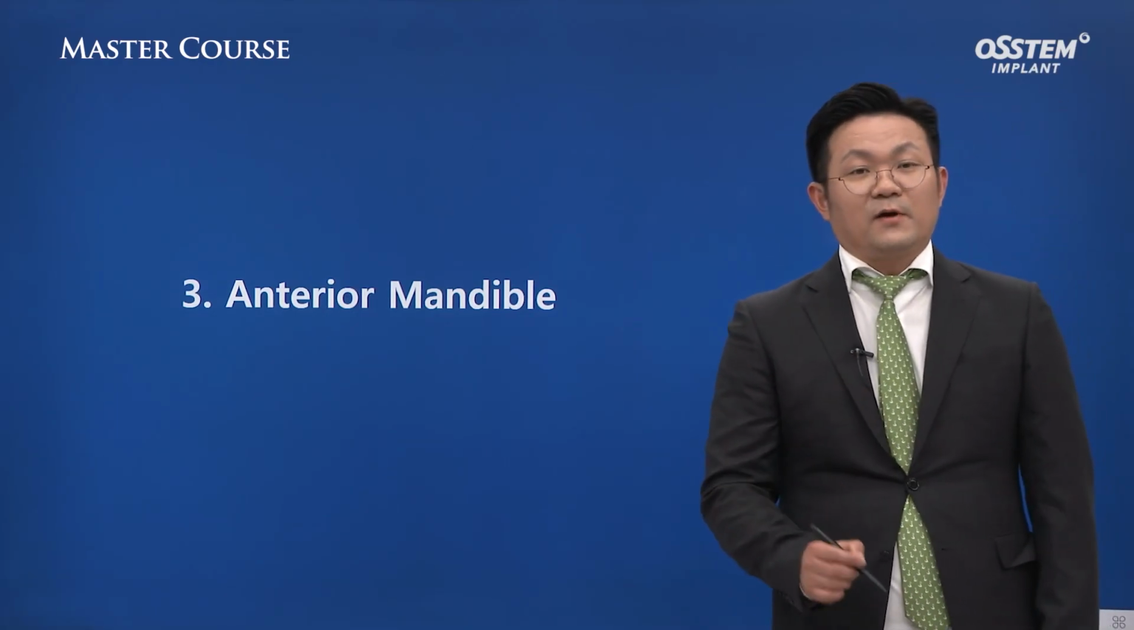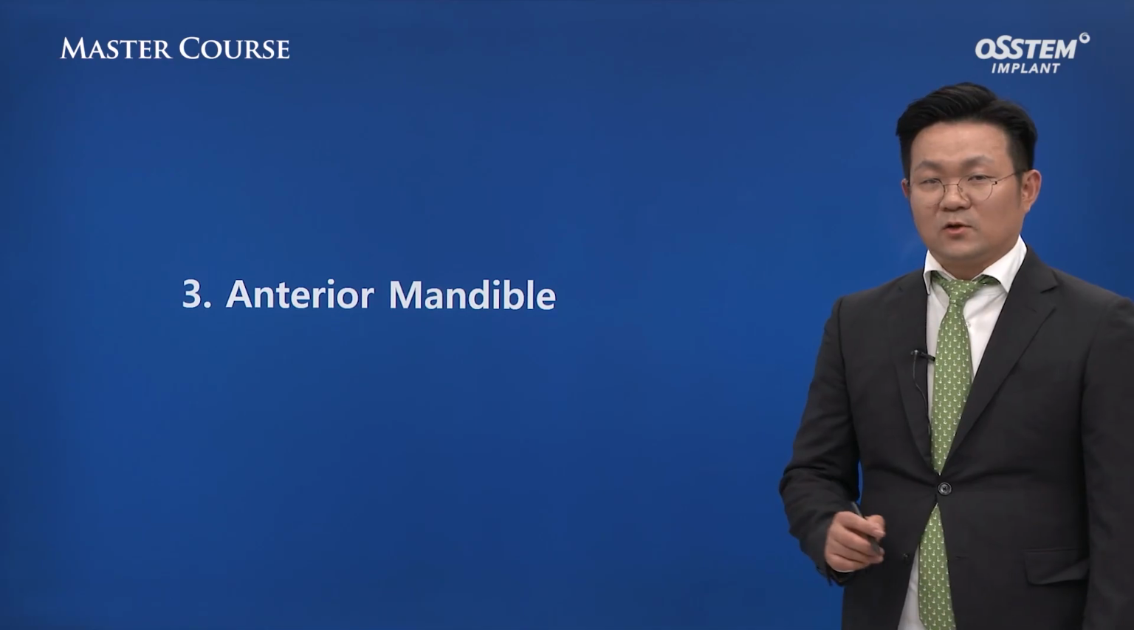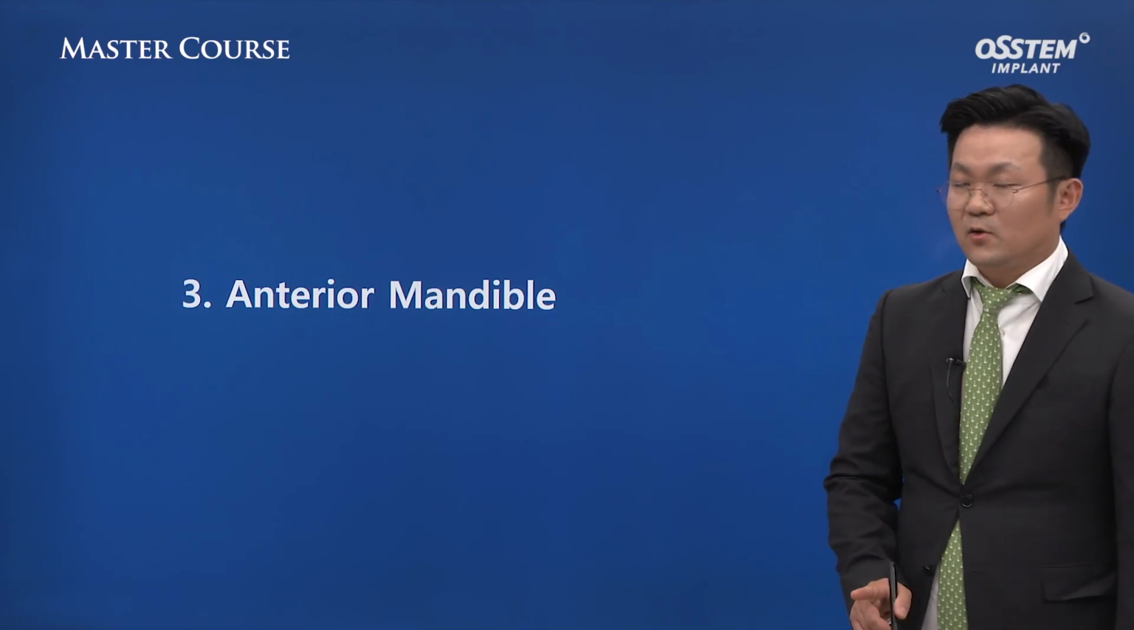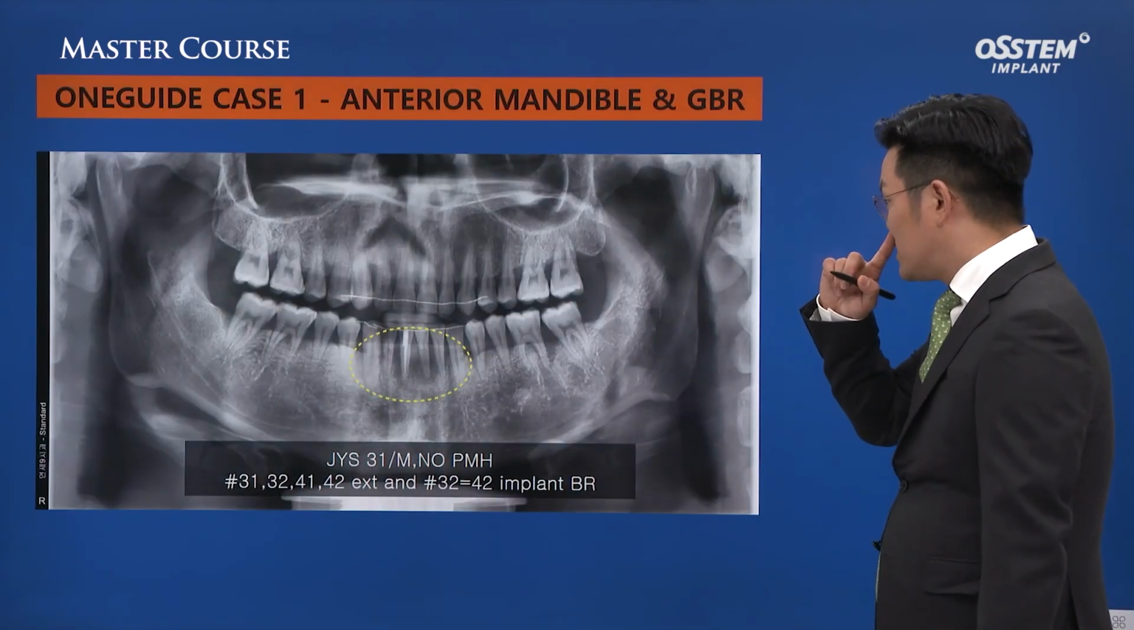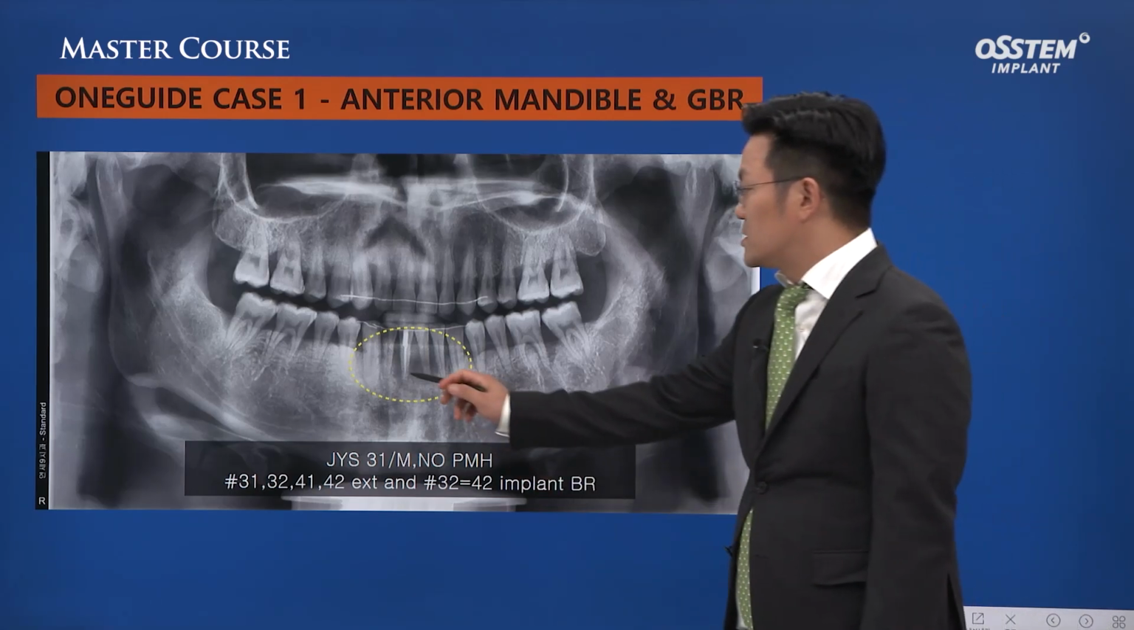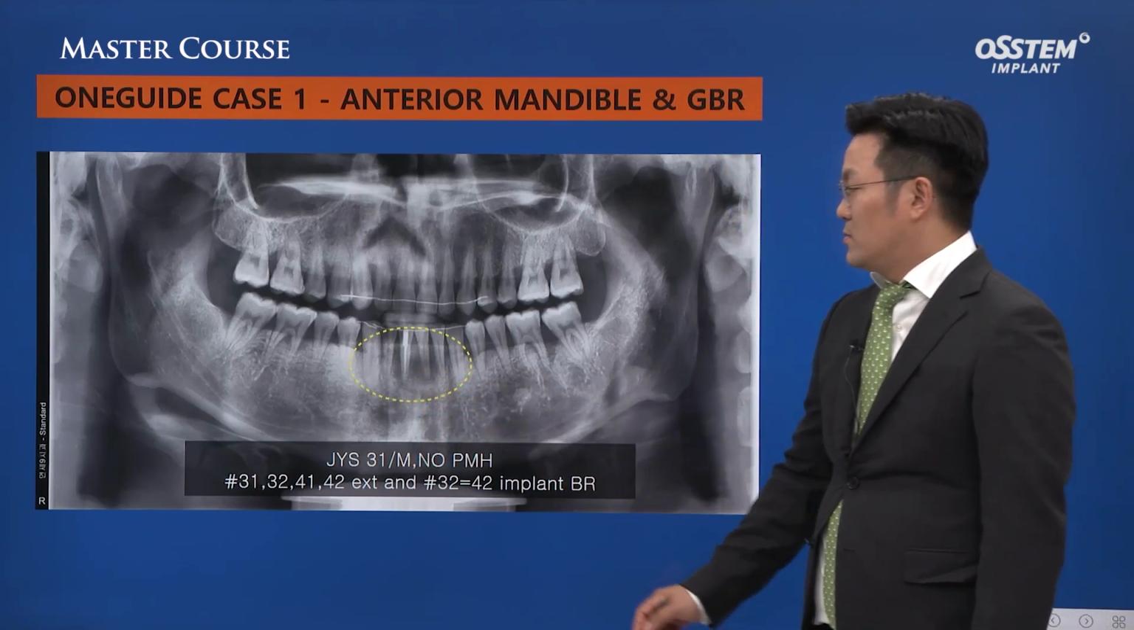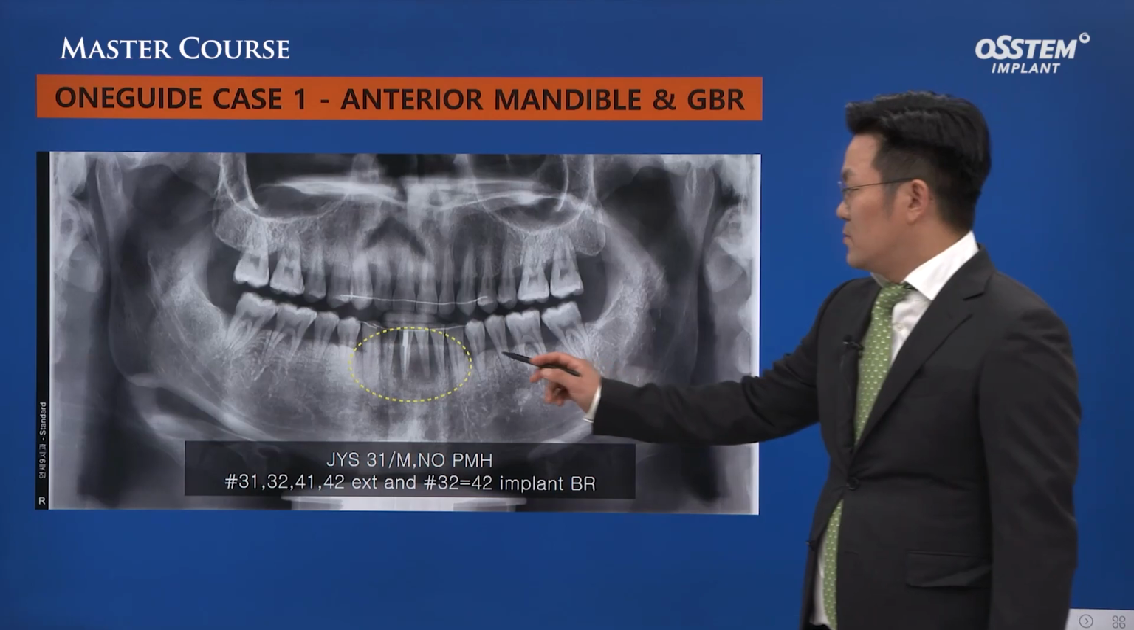Now we looked at the anterior maxillary side. We'll now look at the lower part, one case. This is the anterior mandible side of a patient, and we did occlusion.